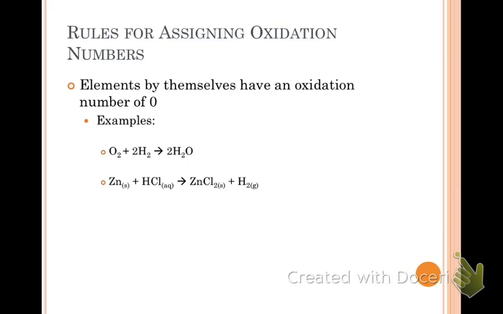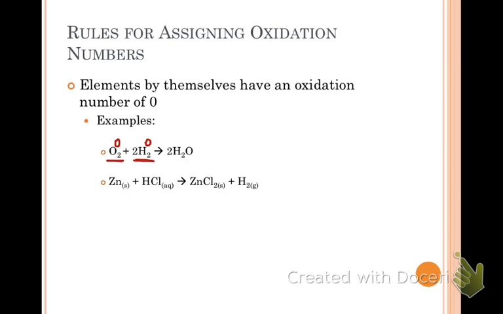The first thing we have here is O2 plus 2H2 produces 2H2O. Here the O2 is all by itself. It's not attached to anything else, so its charge is going to be 0. Same thing with this H2. It's not attached to any other element, so it's going to be 0 as well. On the right-hand side, the 2H2O, we need special rules for these, and we'll get to those in just a bit, because these are compounds, so we can't put those rules in just yet.